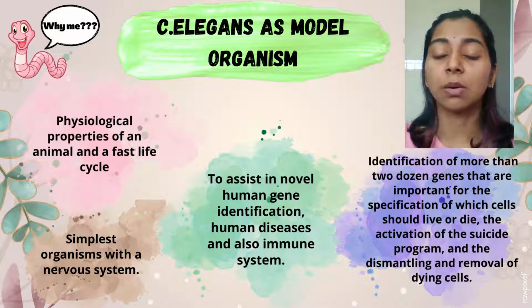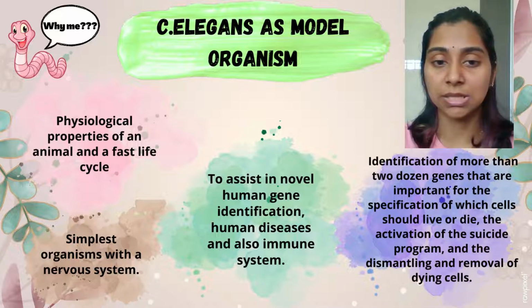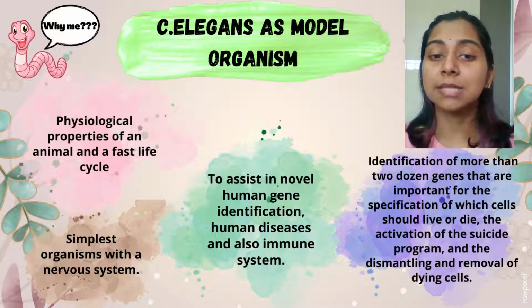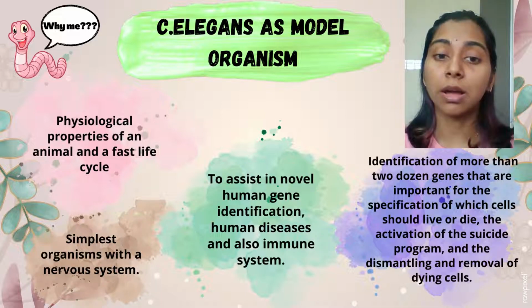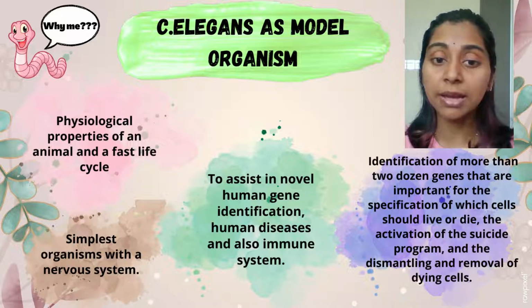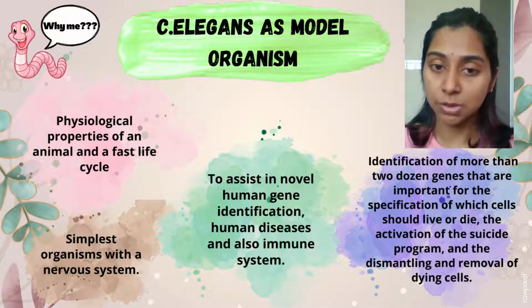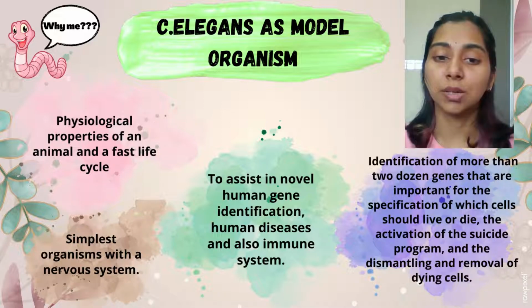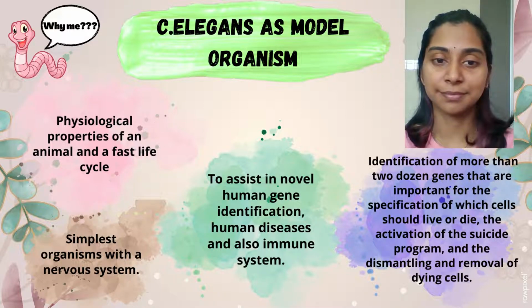Only 11% or less of the C. elegans proteome contains nematode-specific genes. Thus, C. elegans is used in the identification of more than 24 genes that are important for the specification of which cell should live or die, the activation of the suicide program, and the dismantling and removal of dying cells.